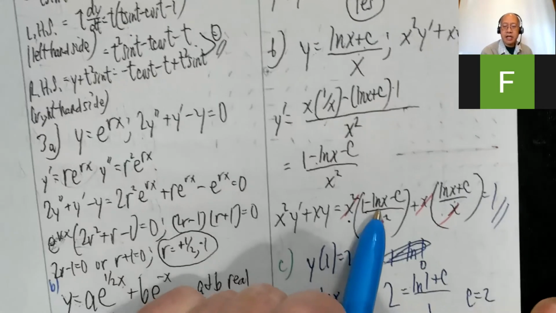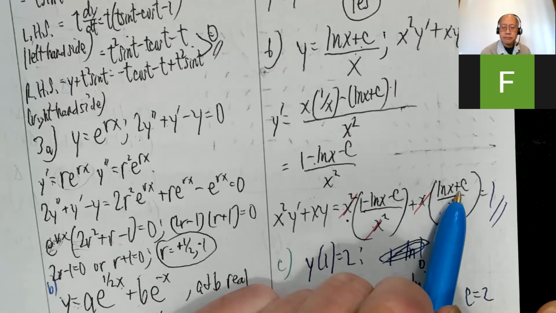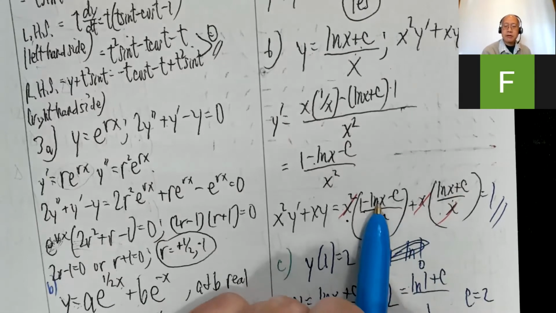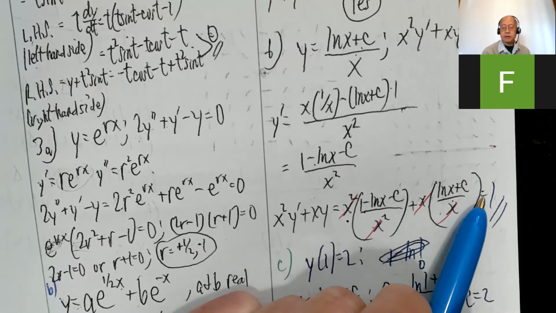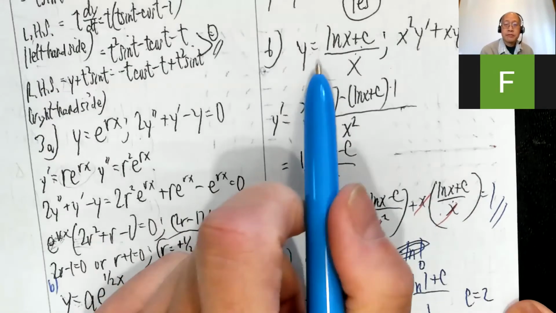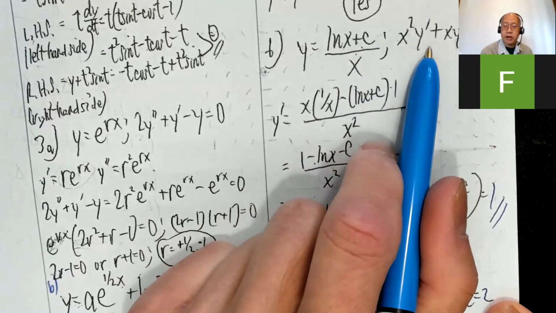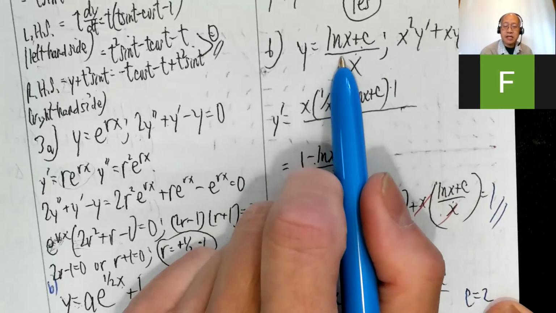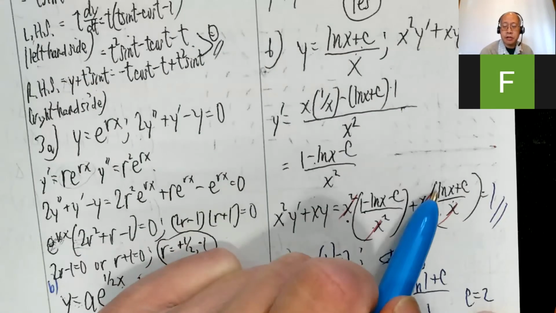1 minus ln x minus c plus natural log of x plus c. Well, natural log of x cancels out. The c's cancel out. What do you know? It does come out to be 1. It's true. This equation does satisfy the original differential equation. How they got that is a mystery for now. I don't know where you got it from, but it works. So there it is. It works.